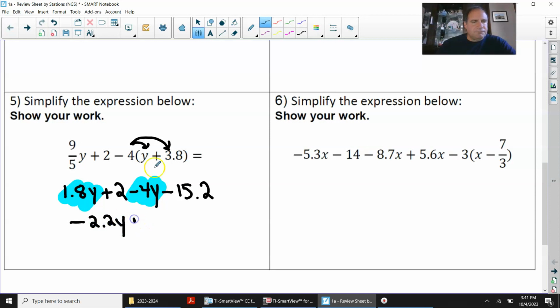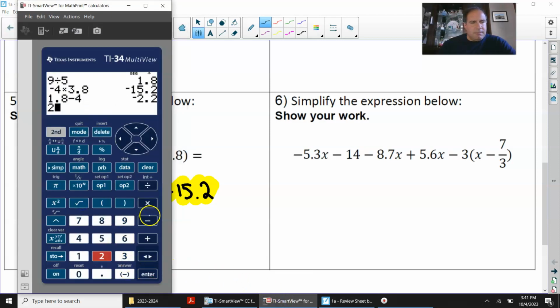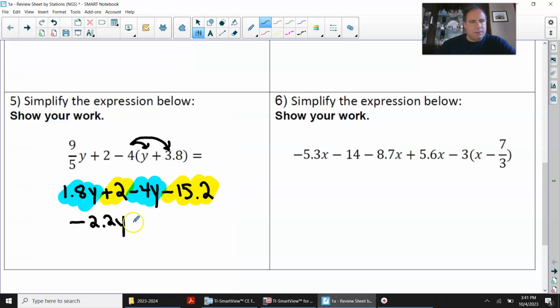And then I'm going to combine the 2 and the negative 15.2. So that's 2 minus 15.2. Just to make sure it's negative 13.2. And that is your answer.